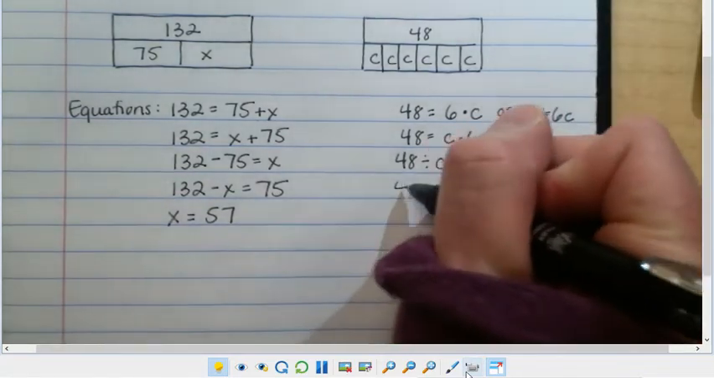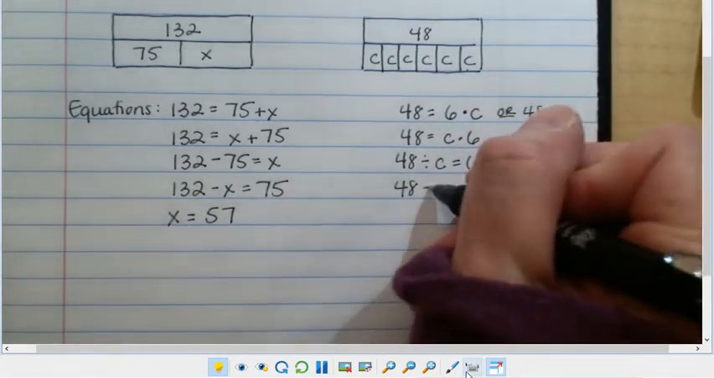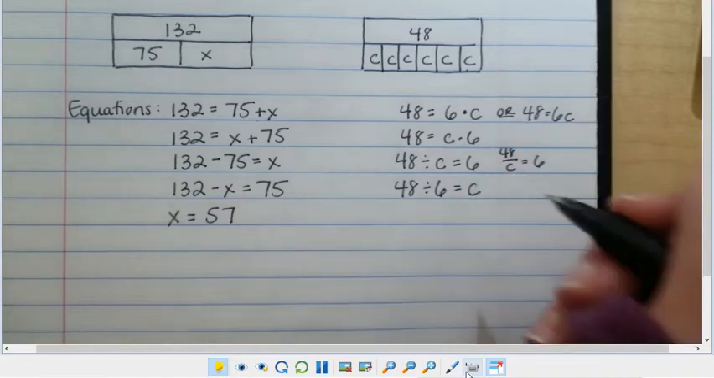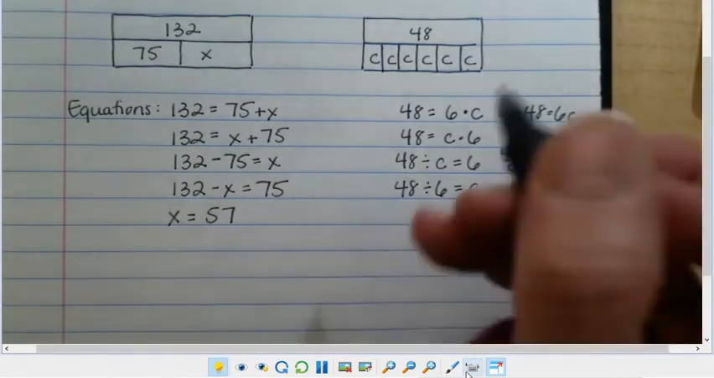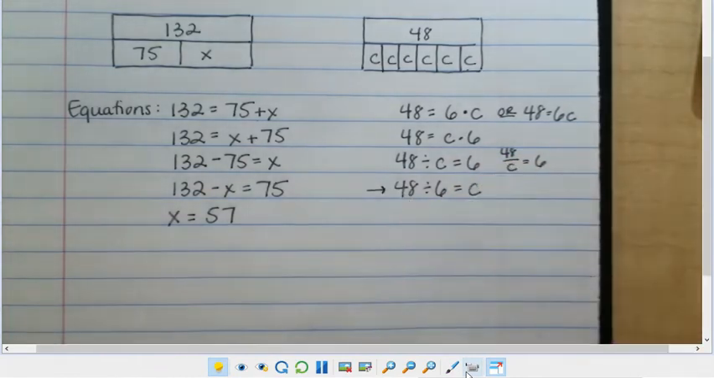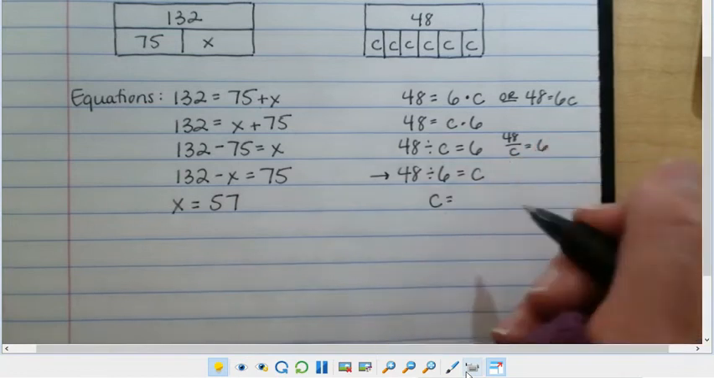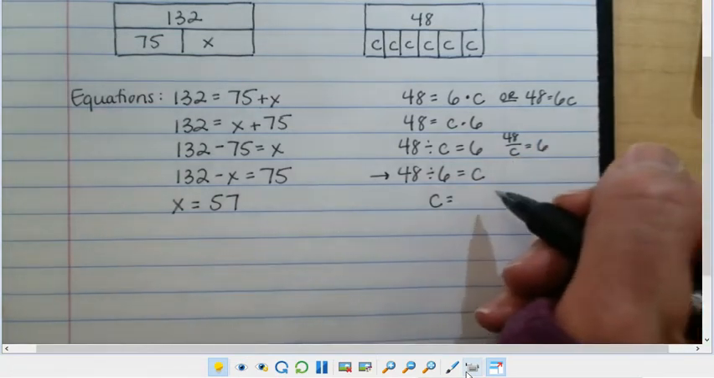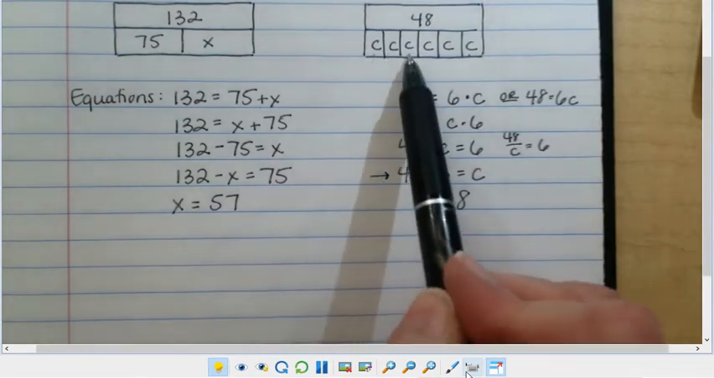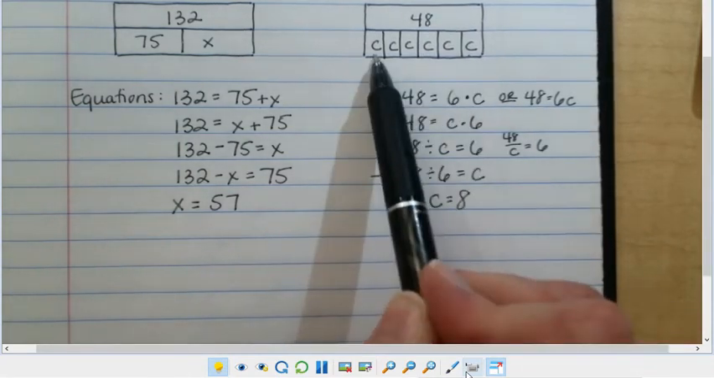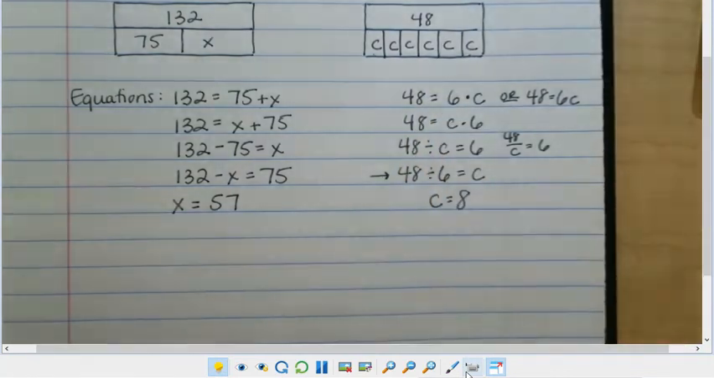And I also remember I need that total in front for division problems. 48 divided by 6 equals C. Well, this one is probably the easiest to solve from. So C should equal 8, which means each one of these stands for 8. So I could have done C plus C plus C plus C plus C plus C, too, equals 48.